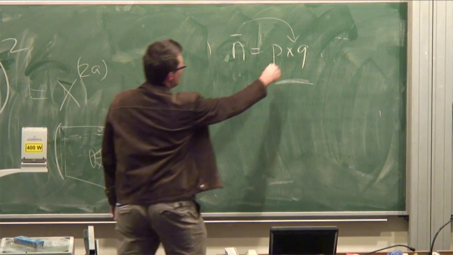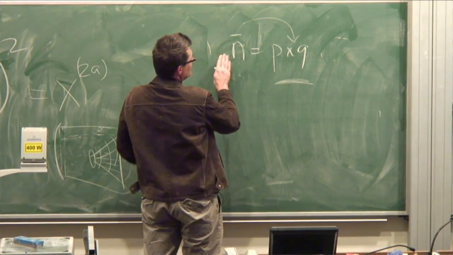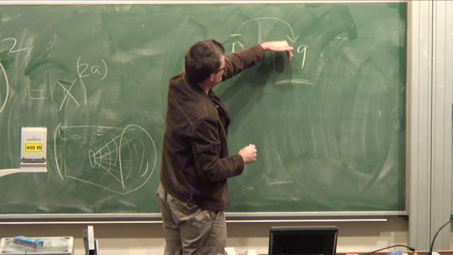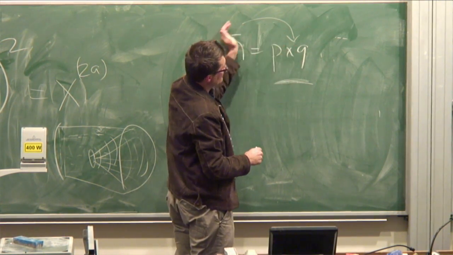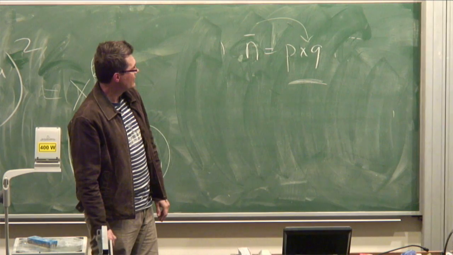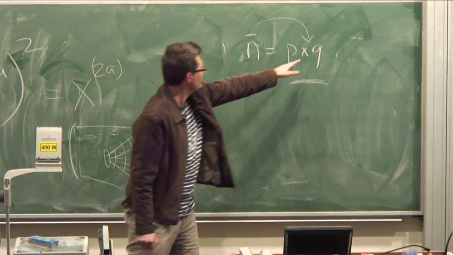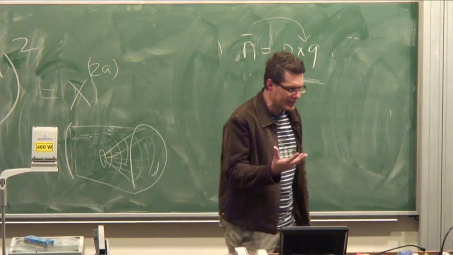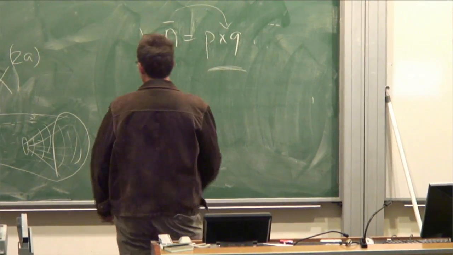And a primary school kid can go this way faster than the smartest mathematician with the smartest supercomputer can go that way if p and q are big enough. At the limit, once you make p and q big enough, the algorithm is just trivial going the other way. So we're going to use that. That's one of the asymmetries we're going to exploit.